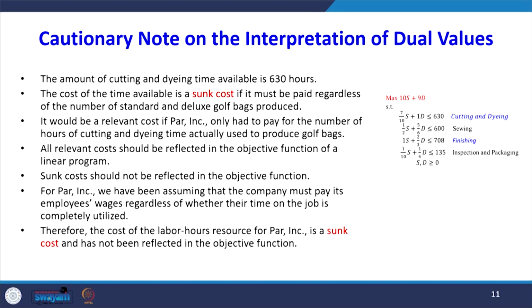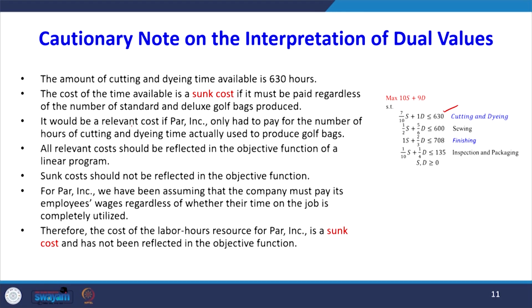Now I will explain with the help of the problem which I have taken. The amount of cutting and dyeing time available is 630 hours for this problem. The cost of the time available is a sunk cost if it must be paid regardless of the number of standard and deluxe golf bags produced. When does it become a sunk cost? See, the salary is fixed for the employees. Whether you produce 631 or 640, the salary is fixed. So at that time the salary becomes the sunk cost.